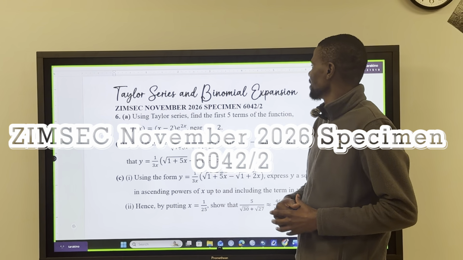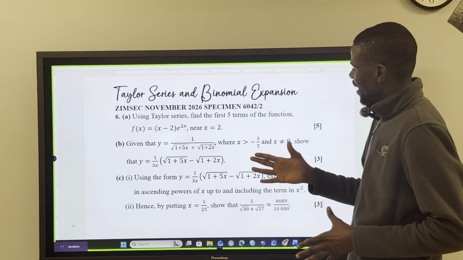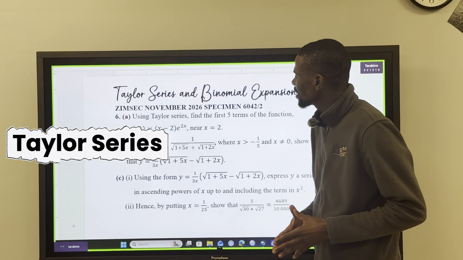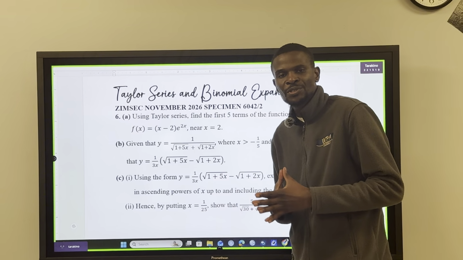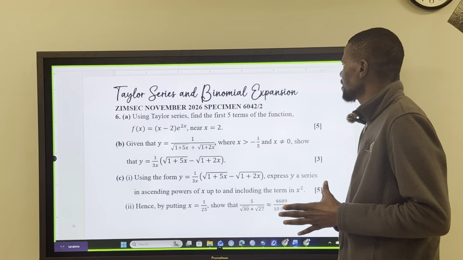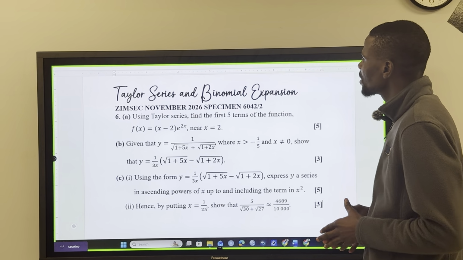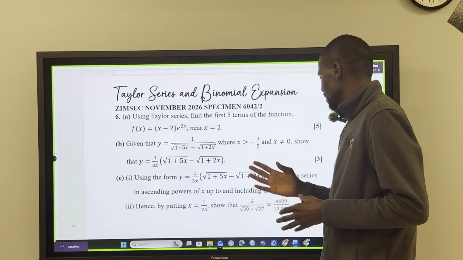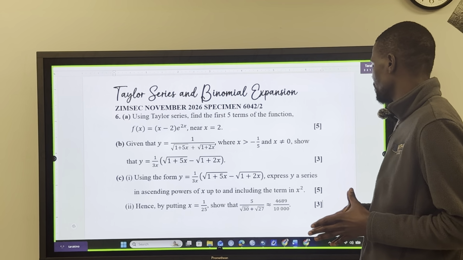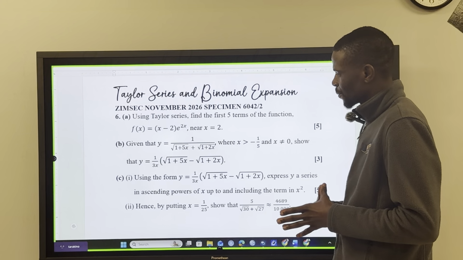Okay, Taylor series and binomial expansion are important topics in the ZIMSEC November 2026 Specimen 6042-2 Pure Mathematics Paper 2. In this question, we expand functions carefully and use the series to approximate a given expression.